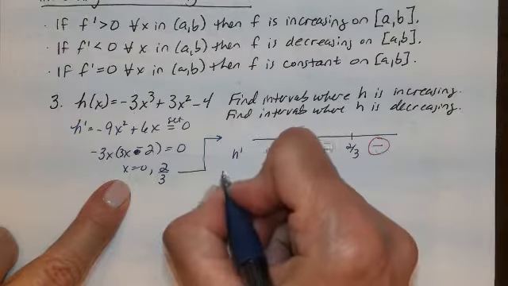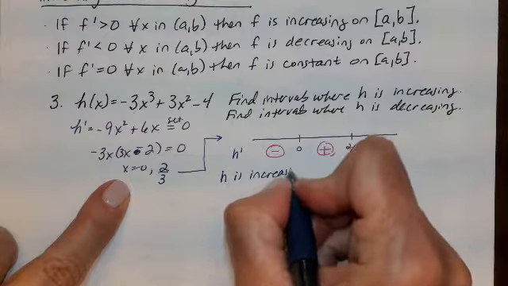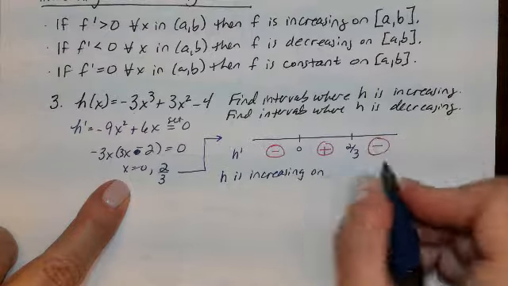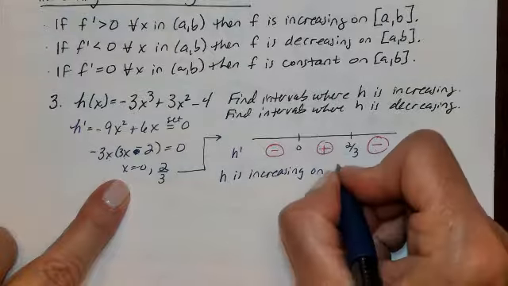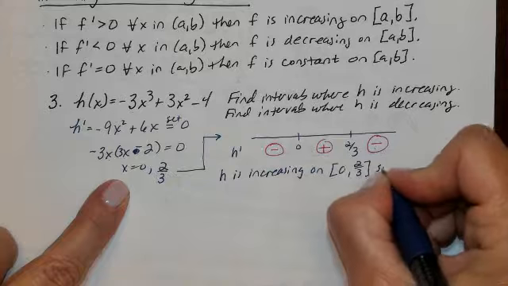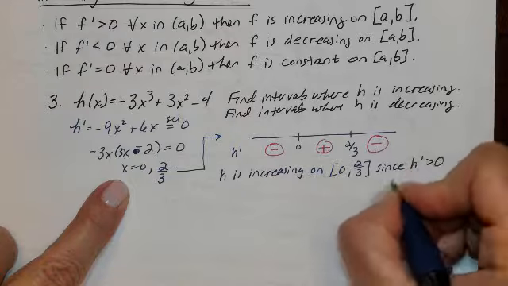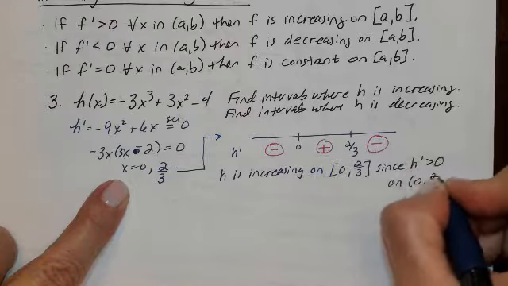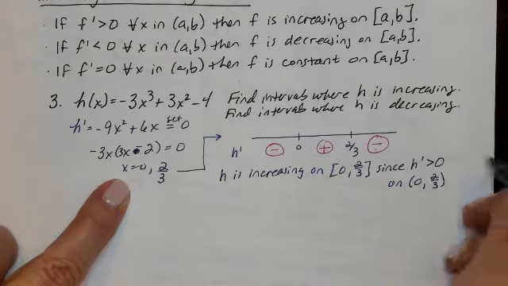All right, now I can say that h is increasing on 0 to 2/3, inclusive by definition. And that is because h prime is positive on 0 to 2/3 open. Okay?